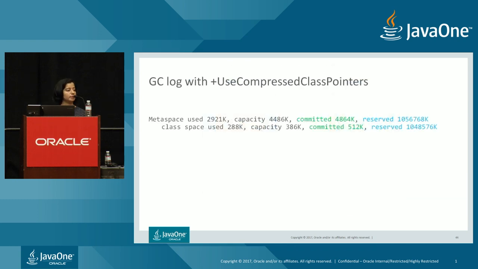When we have UseCompressedClassPointers on, and we look at the GC log entry, we can see that there are two lines, one for metaspace and another for compressed class space. Note here that the committed size of metaspace is 4864K, which includes the committed size of compressed class space. So 512K is not a separate space. It is included in the 4864K for metaspace.